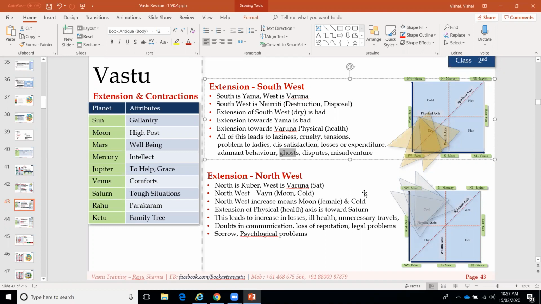Correct. So for example, moon is extended. So suddenly your travel is increasing, but for no reason or for a wasteful reason. But when it is in balance and harmony, then your travel is for good reason. Make sense? Okay, so like this, right?